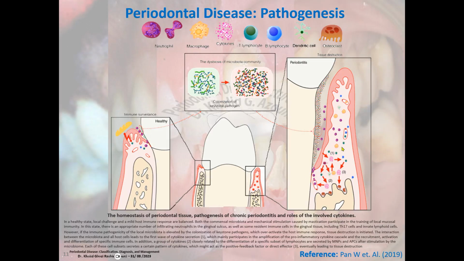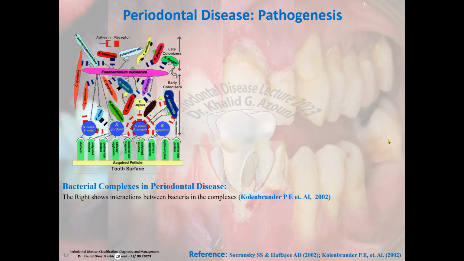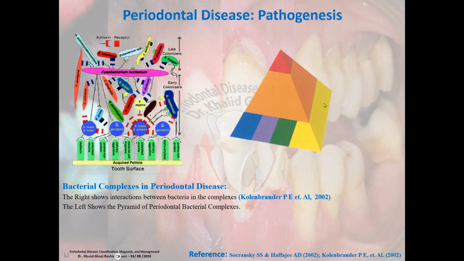Not all patients will progress into this stage of periodontitis. Many of them will remain in the stage of gingivitis unless they have some other factors, like, for example, the presence of some specific pathogenic bacteria or some defects in the immune response leading into destruction of the alveolar bone and loss of attachment. We can see also the bacteria complexes here, from the early colonizers into the late colonizers, and they are developed into complexes.